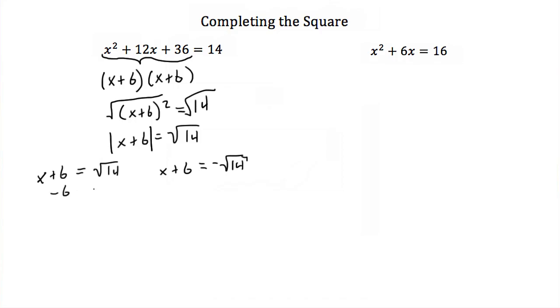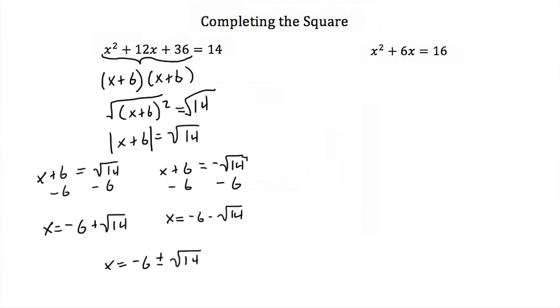If we subtract 6 from both sides on both equations, we would get x is equal to negative 6 plus the square root of 14, and x is equal to negative 6 minus the square root of 14. Or we could write that as x is equal to negative 6 plus or minus the square root of 14. But what if we had x squared plus 6x is equal to 16? This is not a perfect square trinomial.